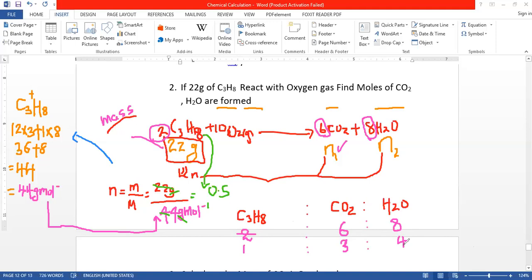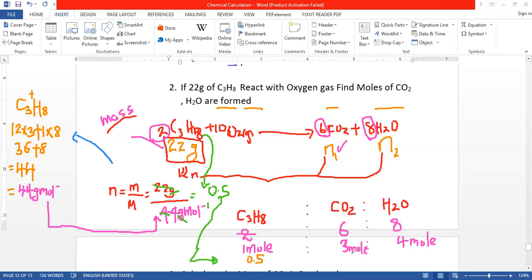Here, now you should do what you have to do. If you have 1 mole, it will have how much? 3 mole. You will have this one what? How much? 4 mole. Here we have found that C3H8 is how much mole? 0.5.